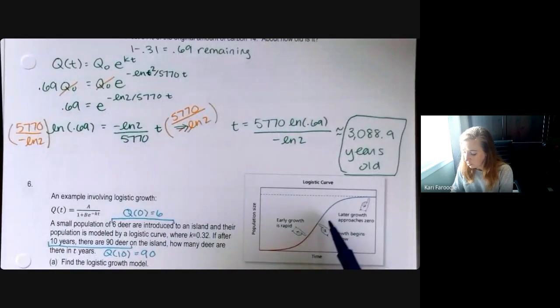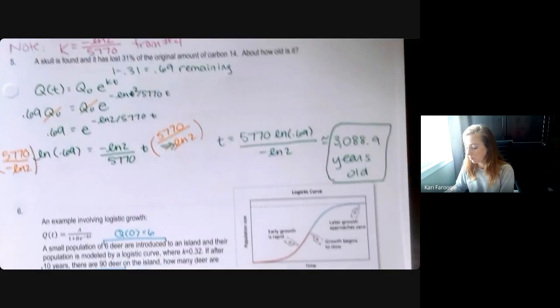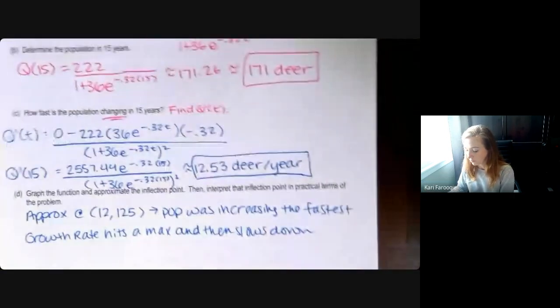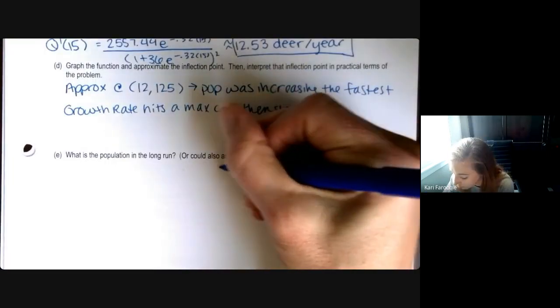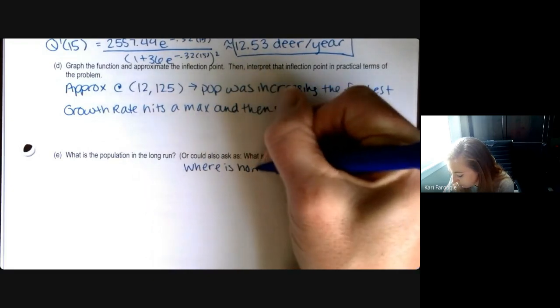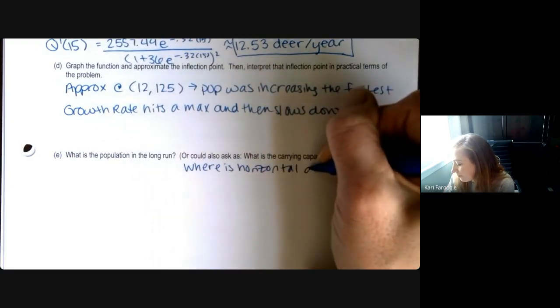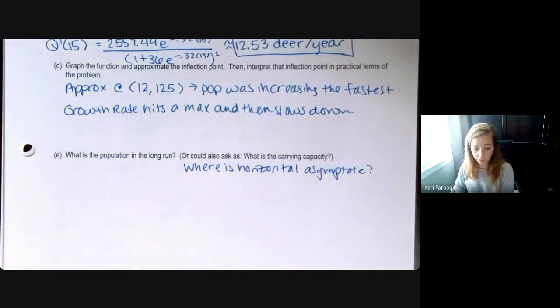Notice that with this curve, you end up at some point hitting this horizontal asymptote. At some point, it can't grow any farther. The growth approaches zero. So you need to determine where that asymptote occurs. So let's see, where is the horizontal asymptote? Oh, we don't know. We're going to find it though.